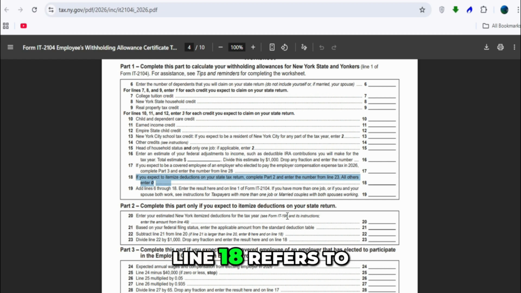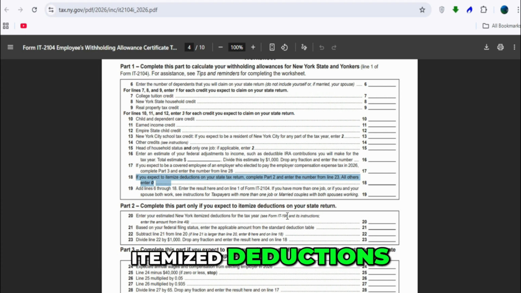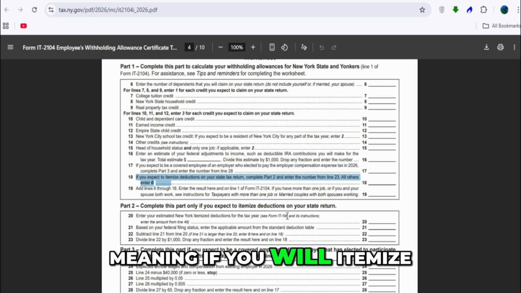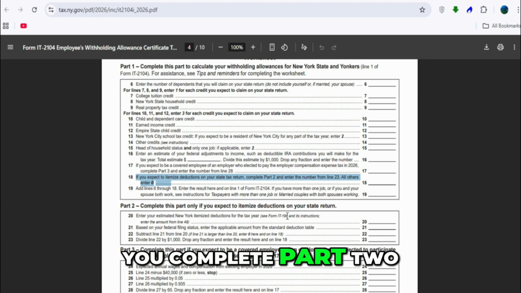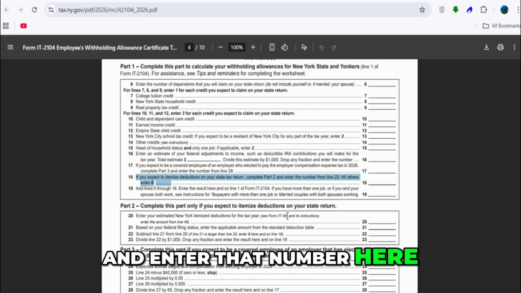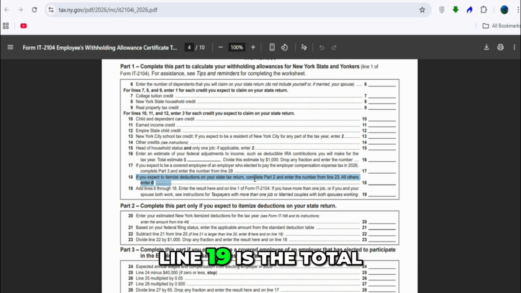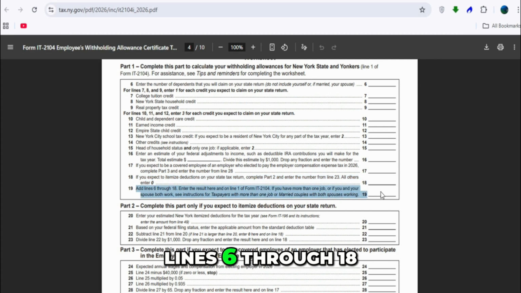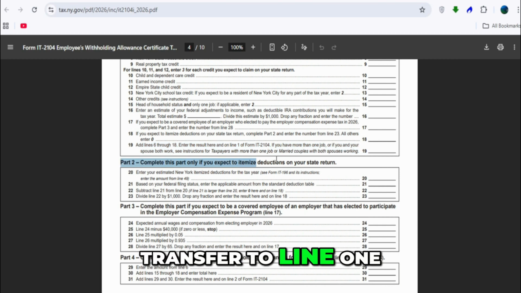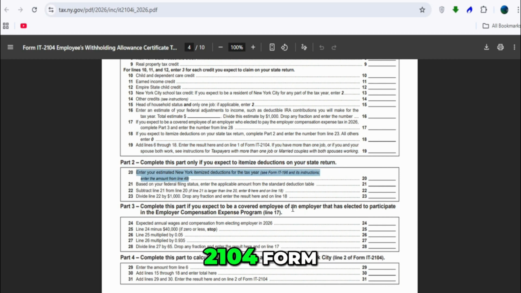Line 18 refers to itemized deductions, meaning if you will itemize, you complete part 2 and enter that number here, otherwise you put 0. Line 19 is the total, which means you add lines 6 through 18 and put that sum here, and this final number is what you later transfer to line 1 of the actual IT-2104 form.